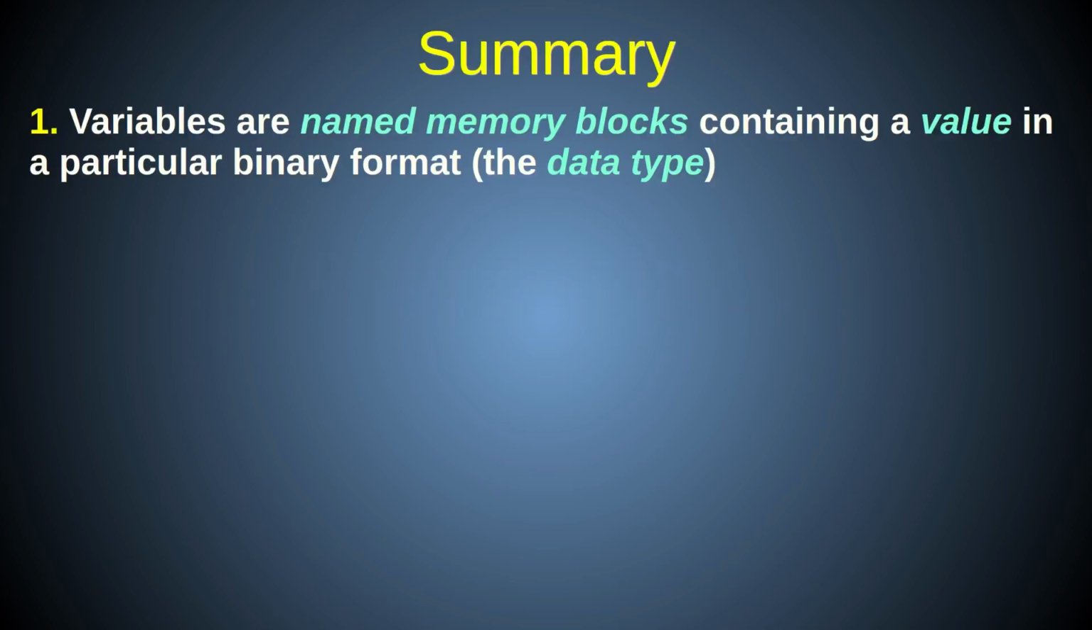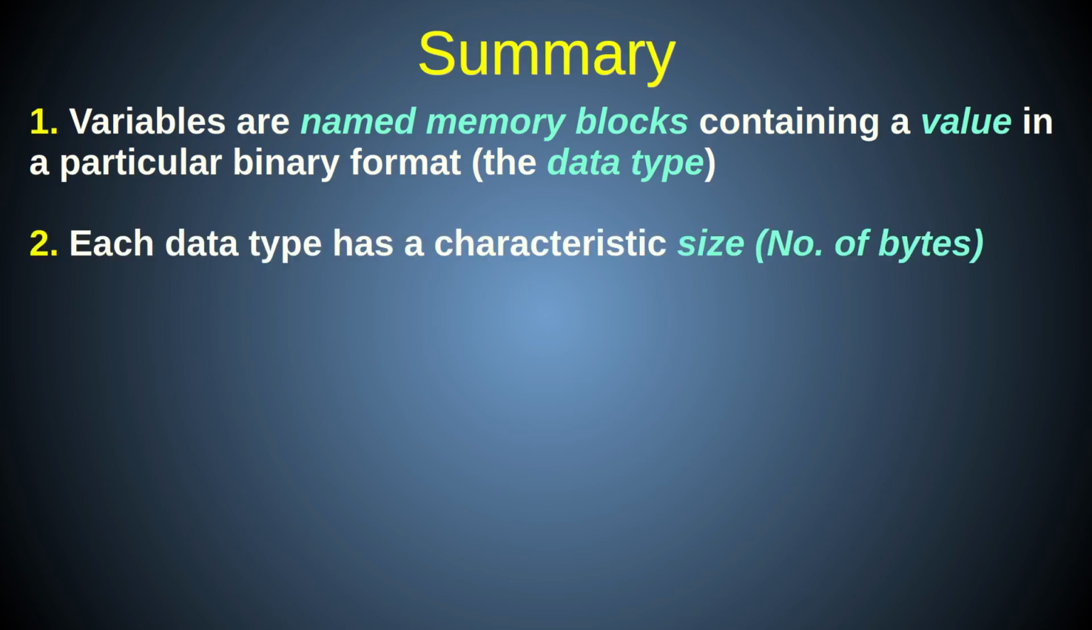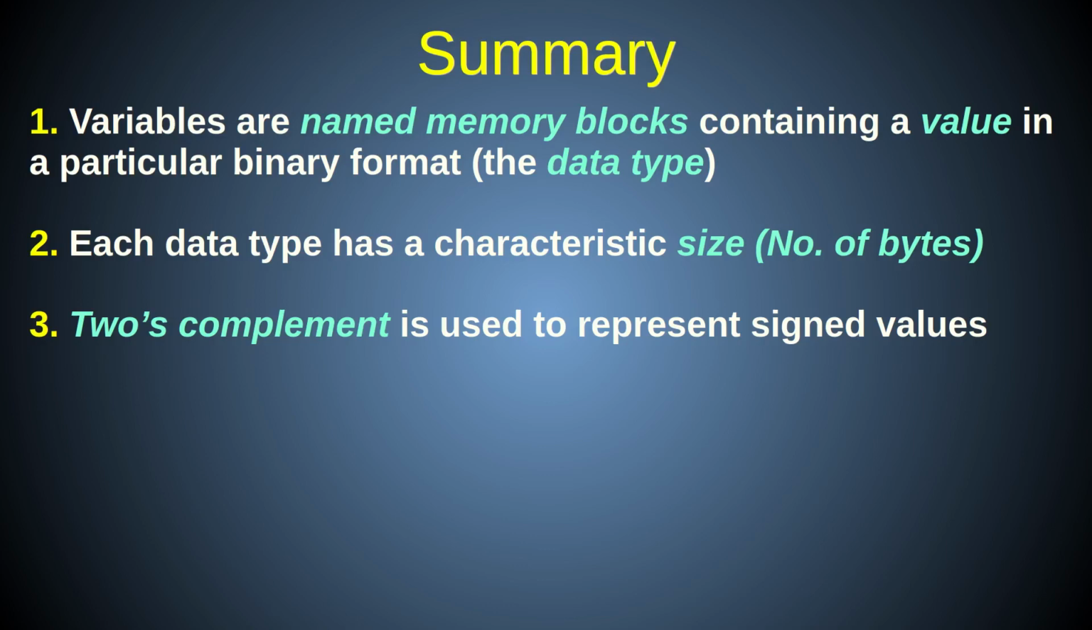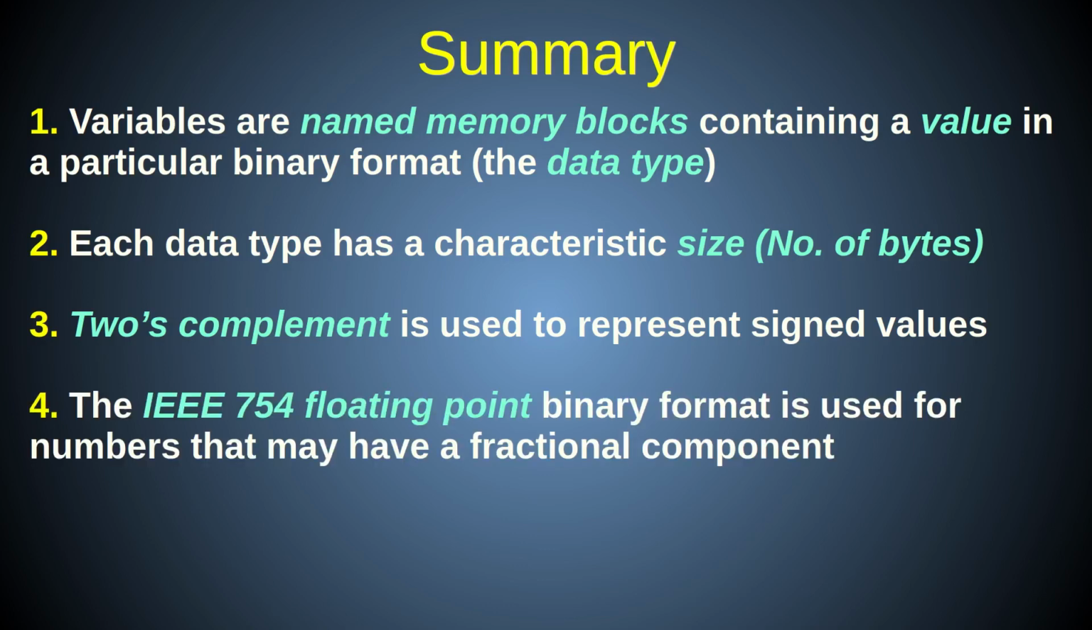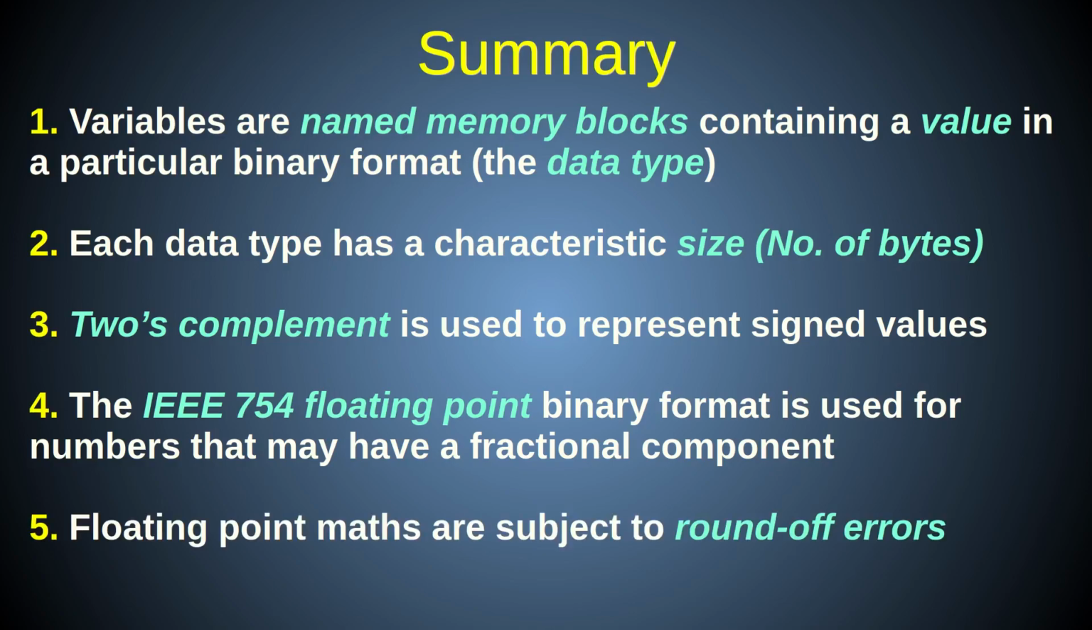In summary, a variable is a block of memory you can address using a custom name, and which stores a value in a particular format called a data type. Each data type has a characteristic size in bytes and format for interpreting binary values. Negative values are represented using the 2's complement binary inversion procedure. Fractional numbers are represented using the IEEE 754 floating point format. Floating point values have the potential for round-off errors due to the finite number of bits used to store them.